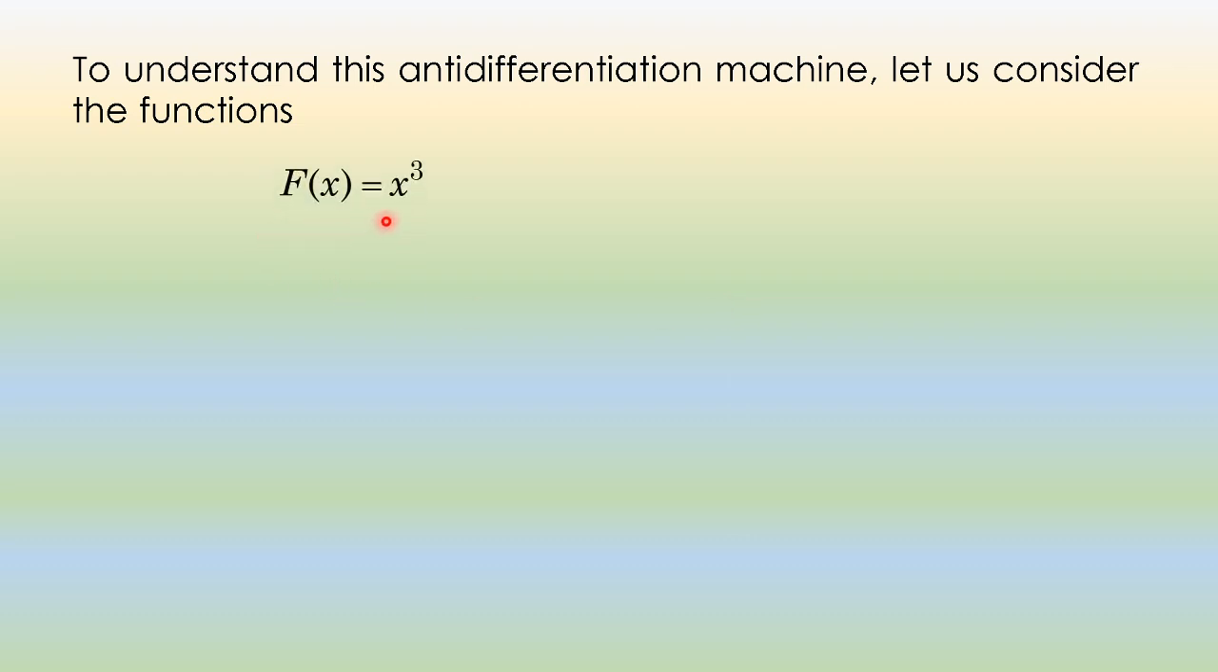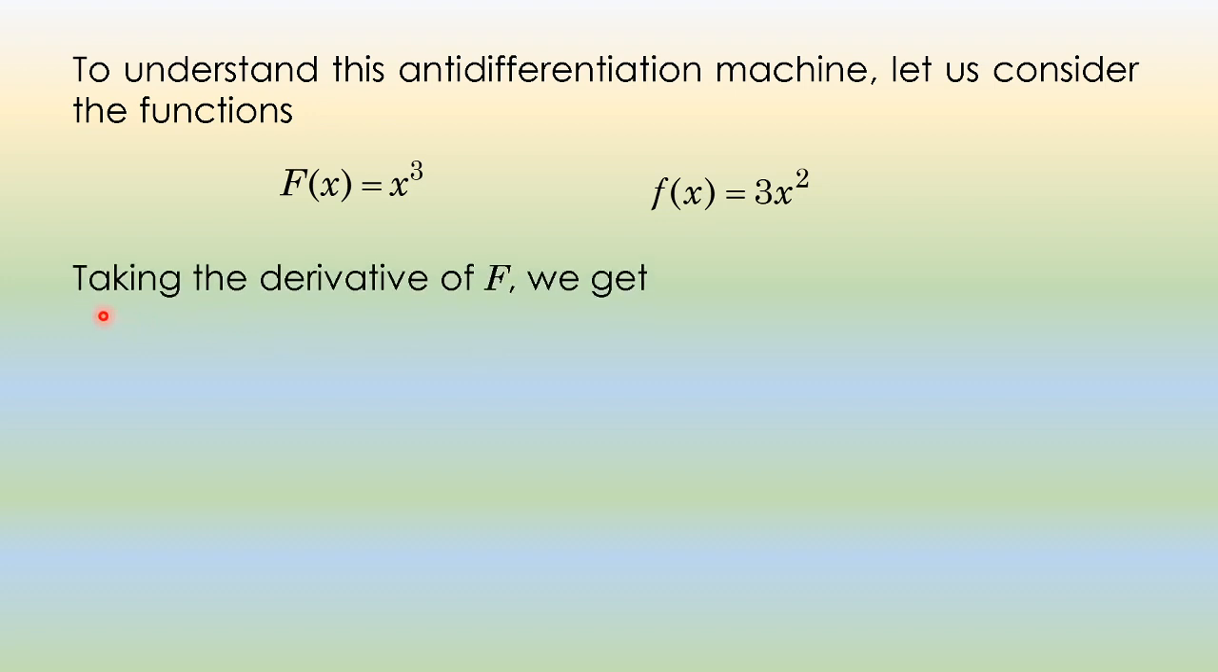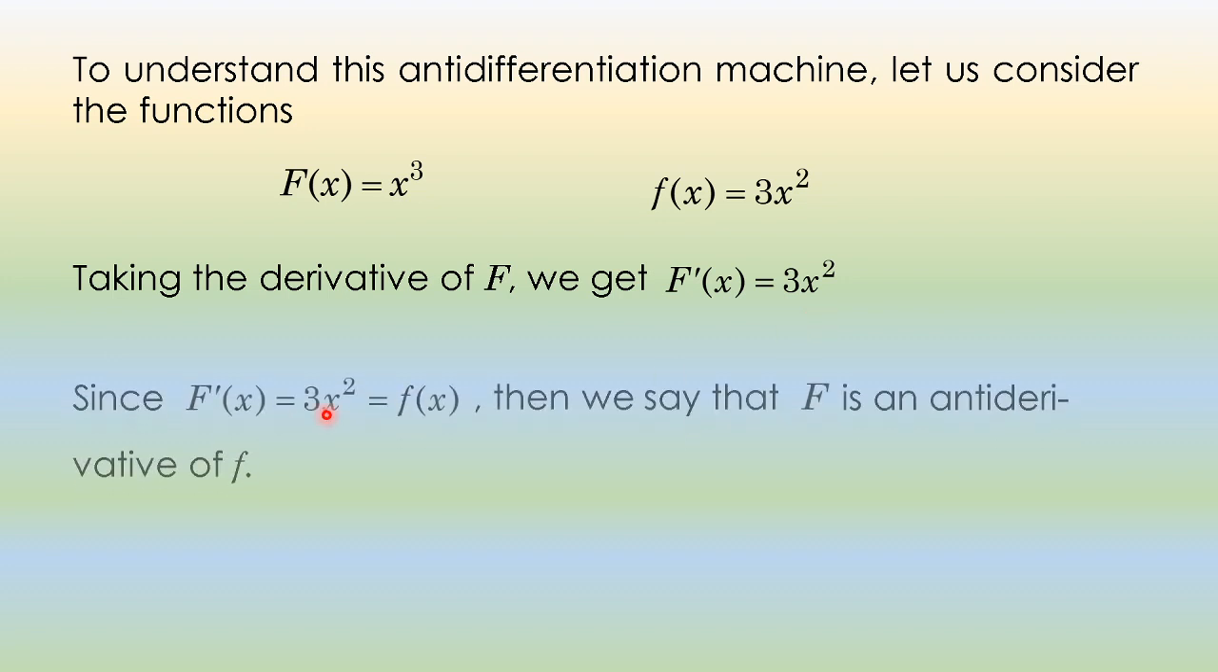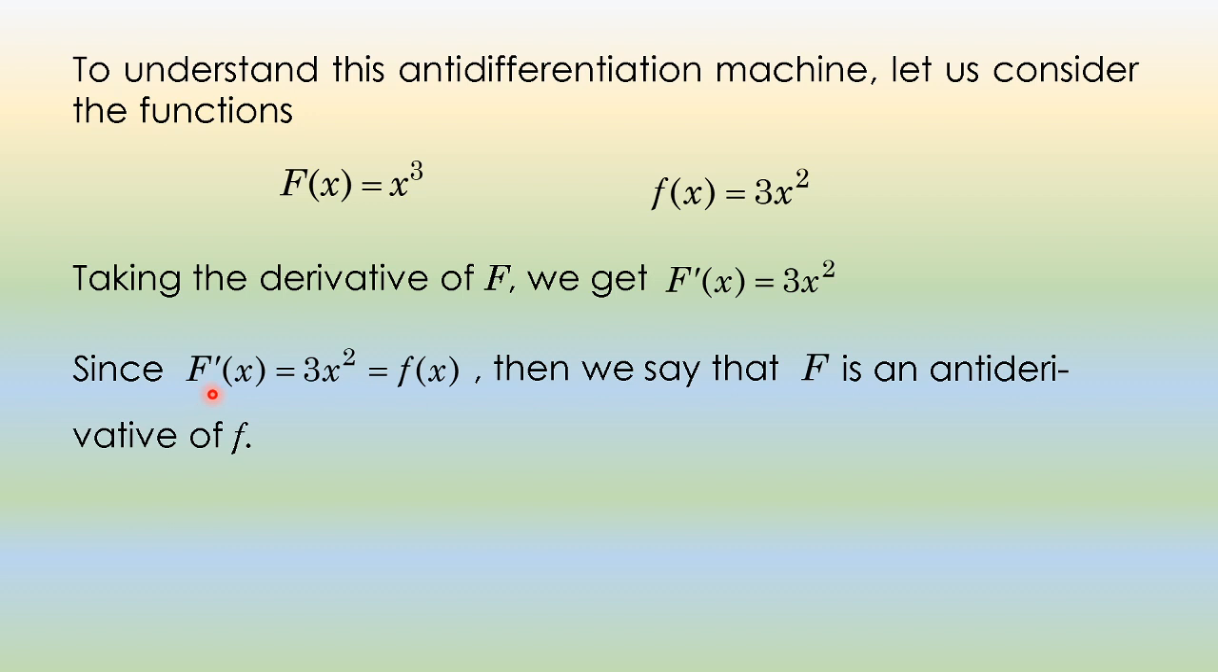Big F of x equals x cubed, and small f of x equals 3x squared. Taking the derivative of big F, we get big F prime of x, which is equal to 3x squared. Since big F prime of x, which is equal to 3x squared, is also small f of x, then we say that big F is an antiderivative of small f.